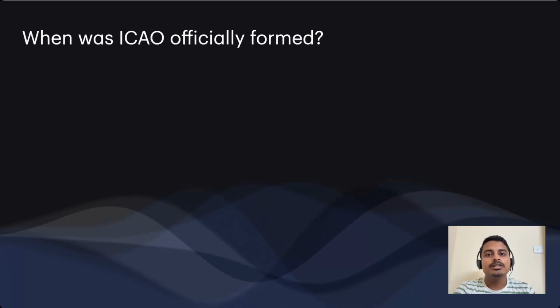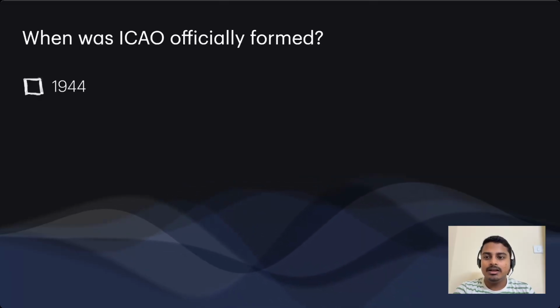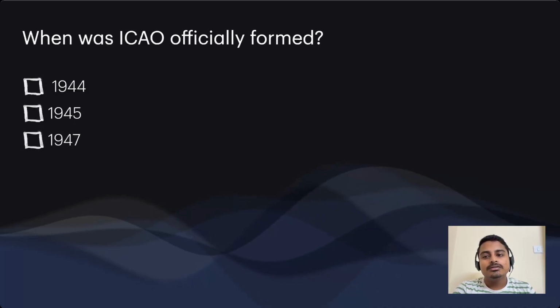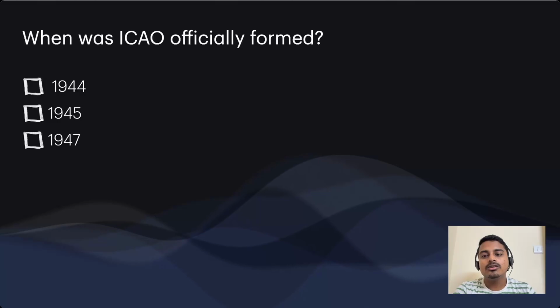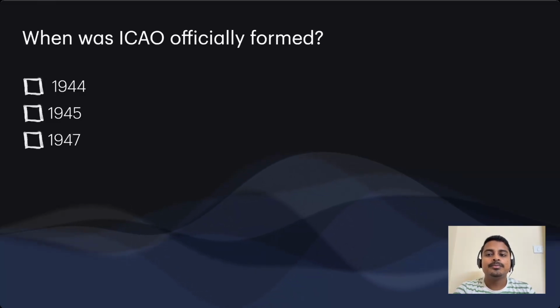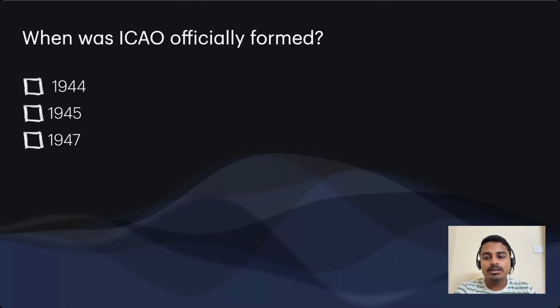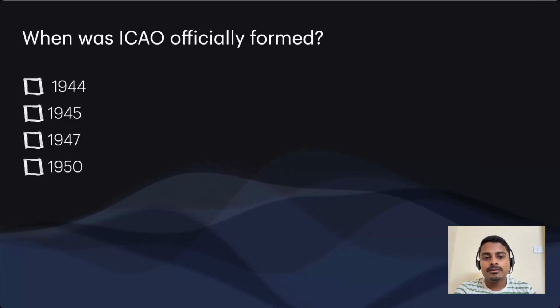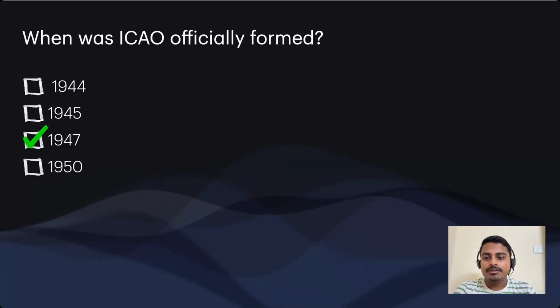When was ICAO officially formed? Right, I just said the answer in the previous question. The Chicago Convention was signed in 1944 and the ICAO was formed in 1947. So it took almost 3 years to get all those participating countries to sign the Chicago Convention. Right, so it was established in 1947.